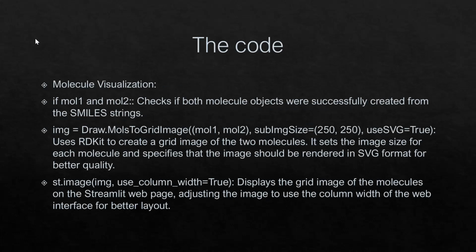Then after that we are doing molecular visualization. It checks that if both the molecules have been created, then it draws the molecules in a grid-like structure, and populates to a particular value. You can change these values to your liking, so that the output that you get can change accordingly. We are also setting use column width to true, which displays the grid image of the molecules on the Streamlit web page, adjusting the image to use the column width of the page itself.